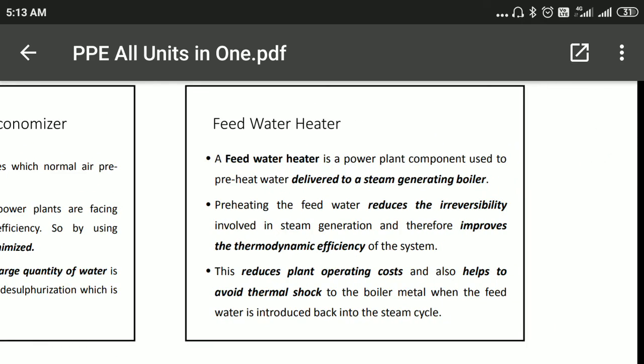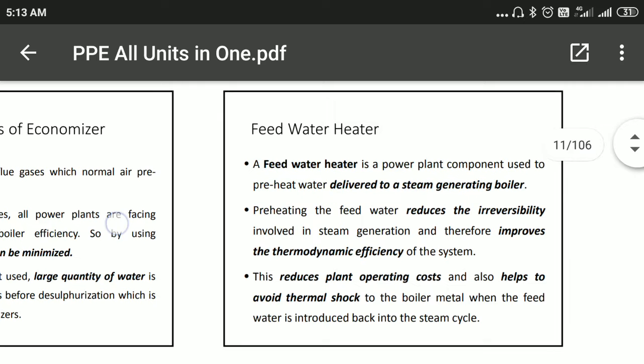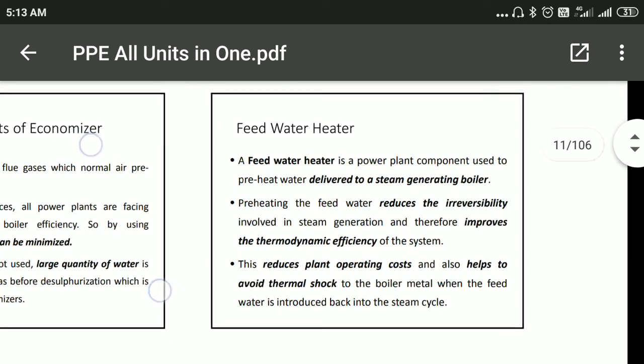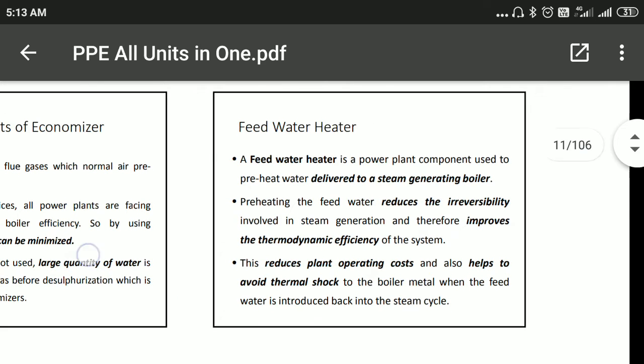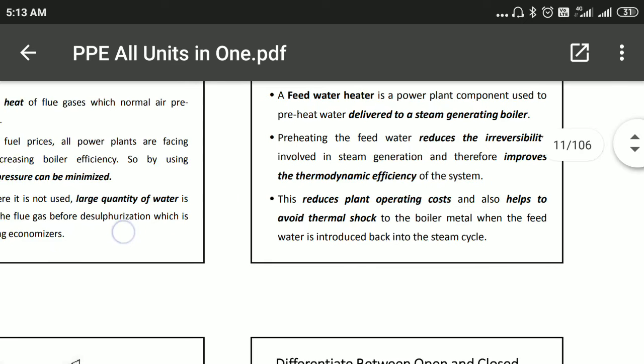Same as the economizer, there is also a feed water heater. Power plant companies use it to preheat the water delivered to the steam generating boiler. Generally, boilers are also steam generating boilers. Preheating the feed water reduces the irreversibility involved in steam generation and therefore improves the thermodynamic efficiency of the system.